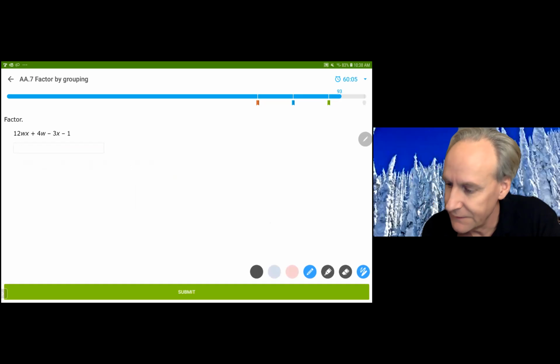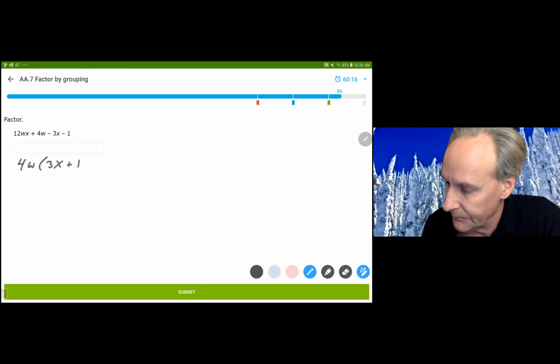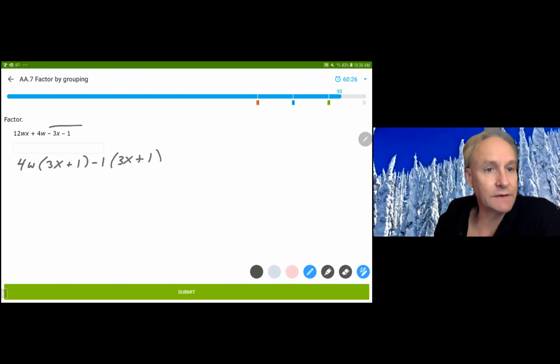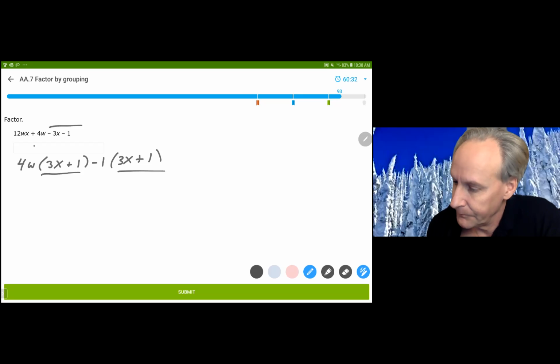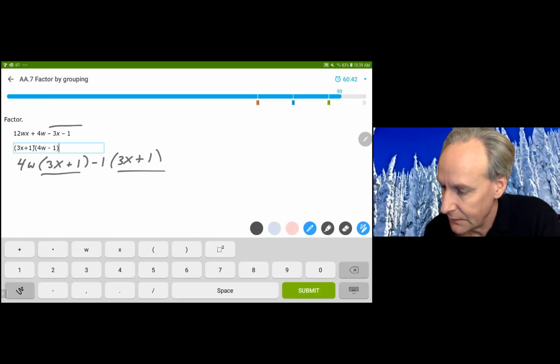Oh man, they're making it really easy for us now. Now we're getting the easy ones. Okay, so take out the 4W out of the first pair. There are no common factors, and we have a 3x plus 1. And then out of the second pair, we take out a negative 1, and we get a 3x plus 1. They did that double negative thing again. Apparently, some people have trouble with that. So then we have a 3x plus 1 to take out, and we have a 4W minus 1 that's left. And that's it.